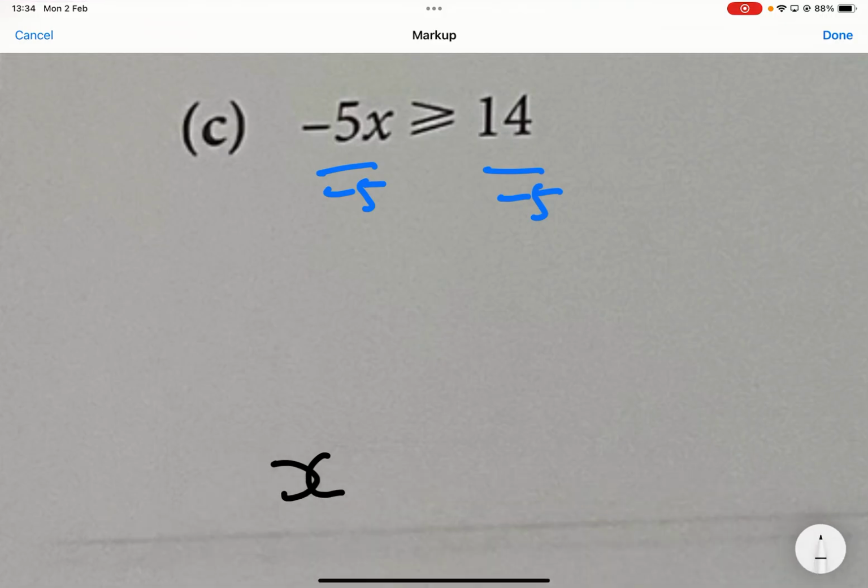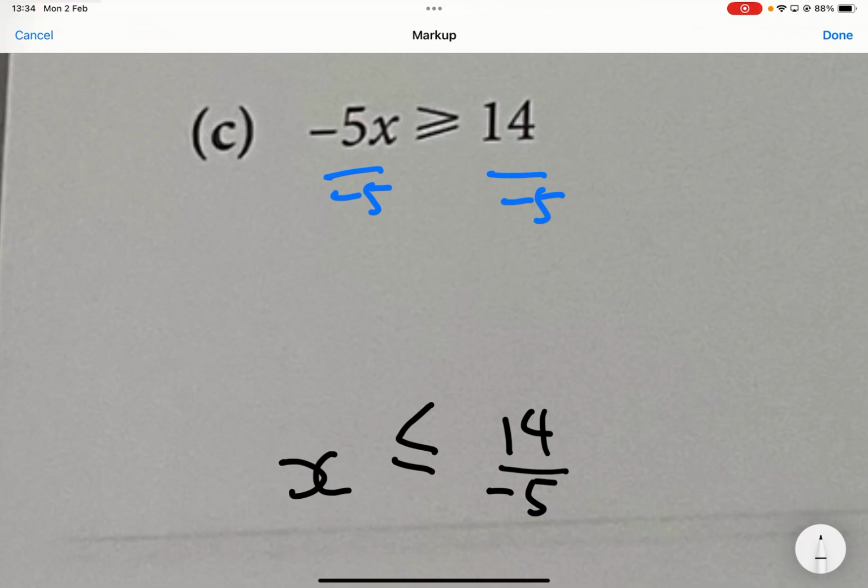So when I divide by negative 5, 14 over negative 5. But because I am dividing or multiplying by a negative number, my larger or equals to will switch side. It will become smaller or equals to. When we have equals to, it will still have equals to. Just that it goes from bigger than to smaller than.